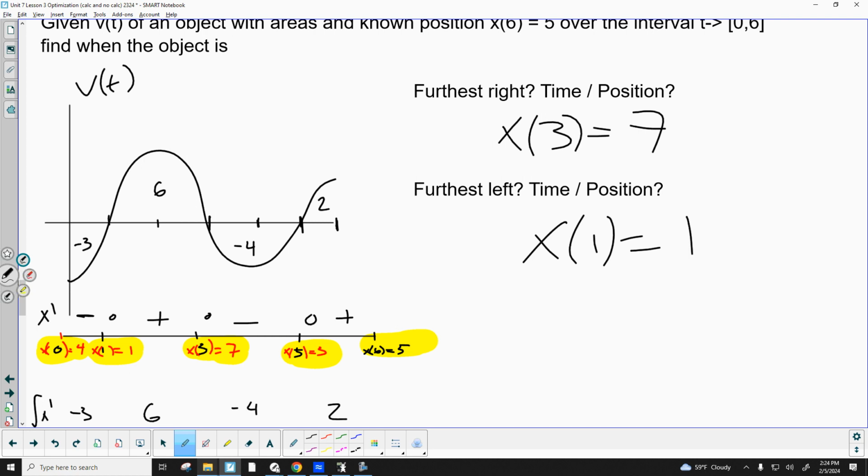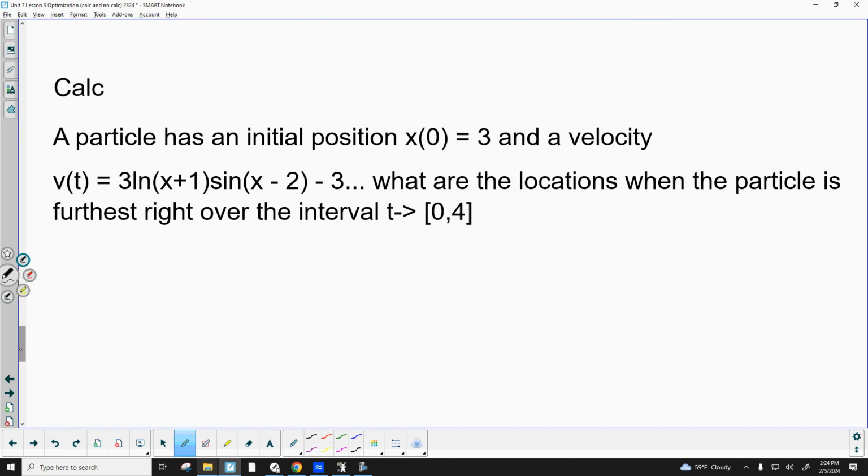All right, get your calculators out. Calculators. Calculators up.